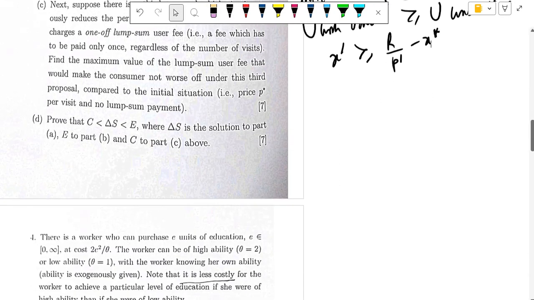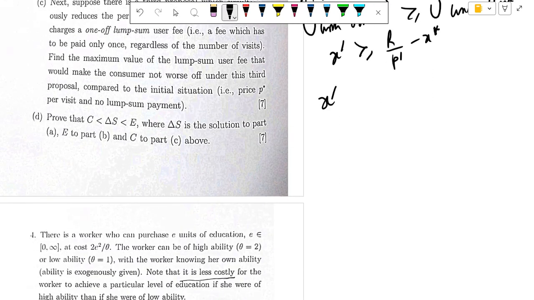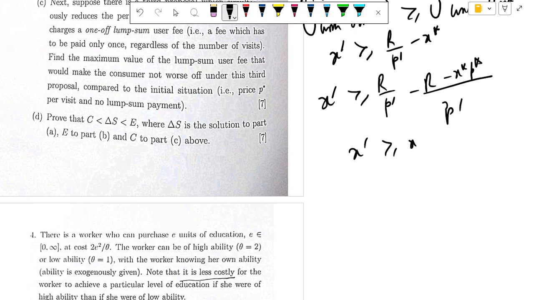R minus this prime. So this is the minimum value of V that would make the consumer not worse off. Okay. Next, third part.